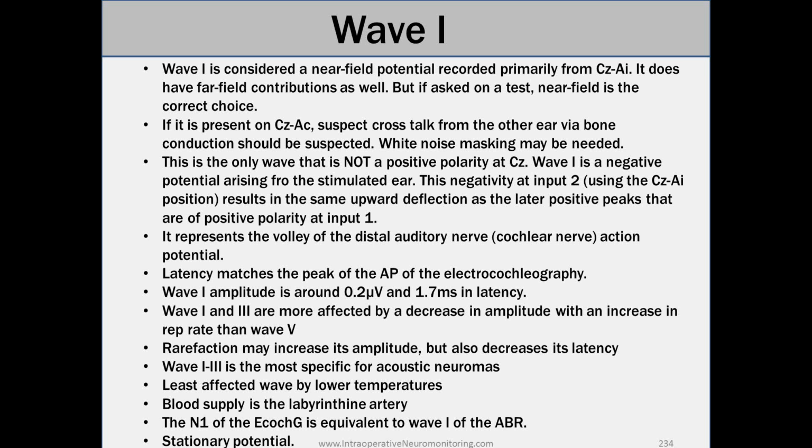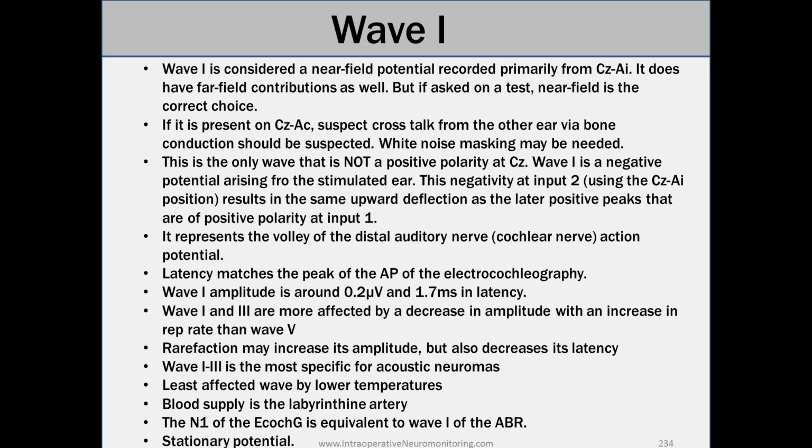Wave 1 amplitude is around 0.2 microvolts and 1.7 milliseconds in latency. Wave 1 and 3 are most affected by decrease in amplitude with an increase in rep rate, more so than wave 5. You'll see for most things, wave 5 is a tougher wave than the other ones. So if you increase the rep rate, or start going to hypothermia, or decrease the stimulus intensity, wave 5 is the one that seems to always hang in there. Wave 3 is the first that goes away, then wave 1, and then wave 5 eventually will.